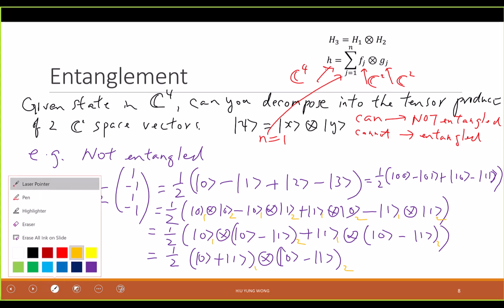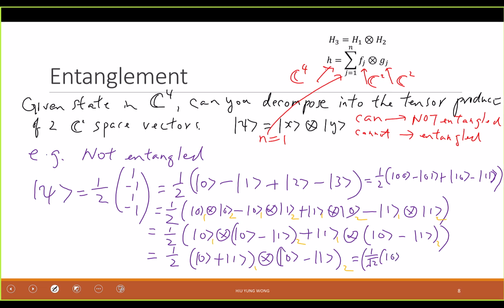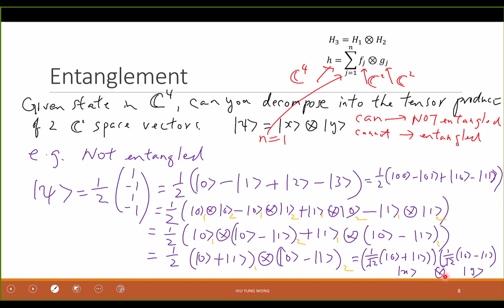Now, we can be more specific because these are not valid states yet. I need to normalize them. The real state is 1 over square root 2 times (|0> plus |1>), times 1 over square root 2 times (|0> minus |1>), because they need to be normalized. This is x and this is y. Okay? Make sense?